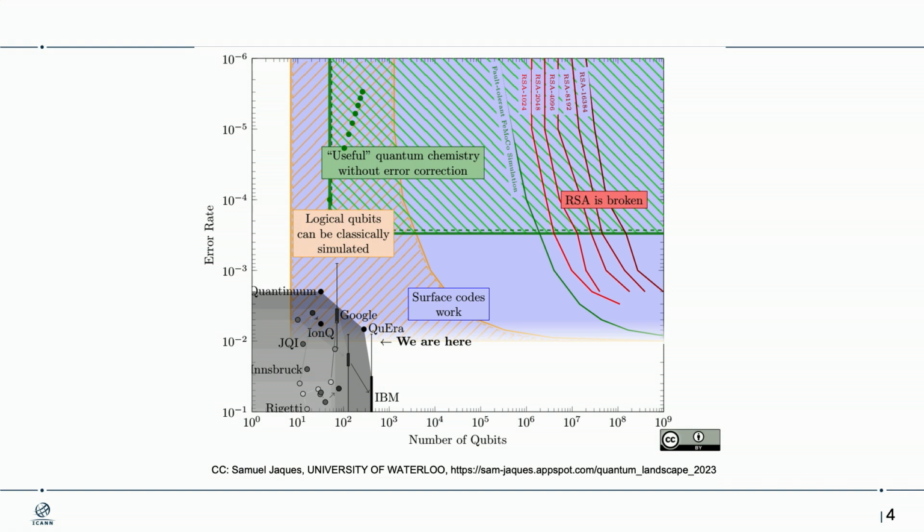Then we have these red lines. The red lines are the RSA algorithm with different key lengths, and you can see where a quantum computer needs to be to break that algorithm. Even reading this graph very kindly, you realize that quantum computers need to improve by a factor of at least 10,000 to be able to break RSA. And 10,000 is approximately 2 to the power of 13, something like that.